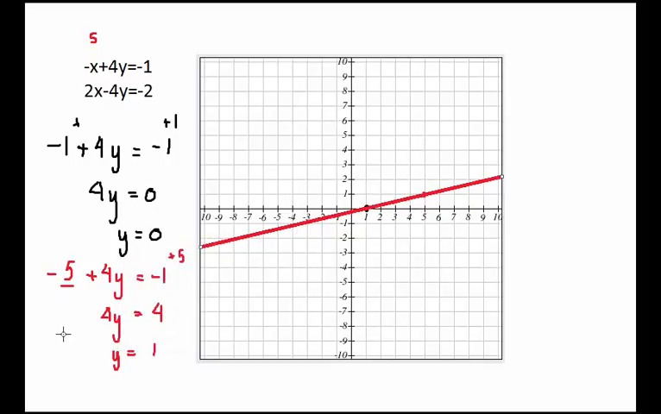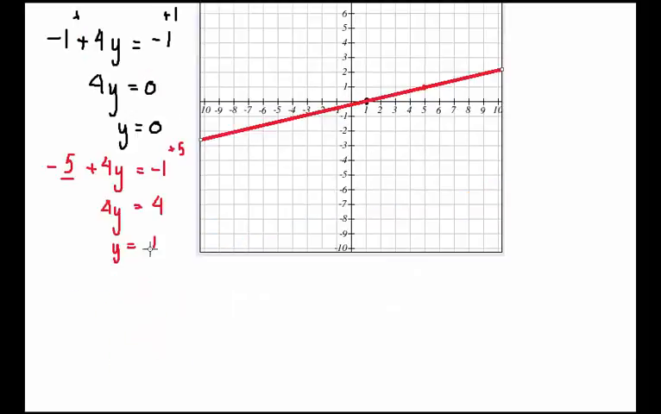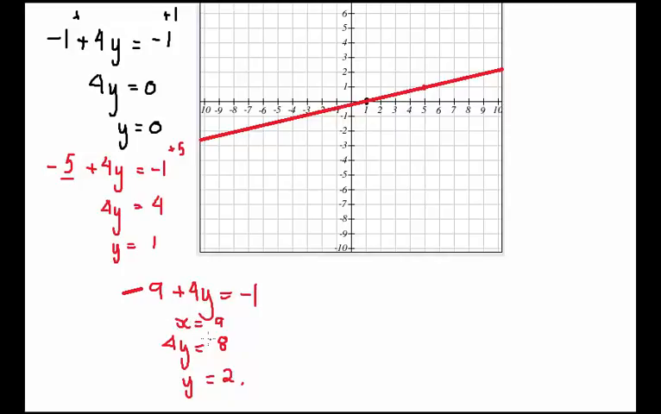Now look, if I chose any other number, for example the number 9, 9 will again give me a prettier solution. But again, you could choose any number. Then we get negative 9 plus 4y is equal to negative 1, and so we get 4y is equal to 8, and so y is equal to 2. In other words, when x is equal to 9, y is equal to 2.